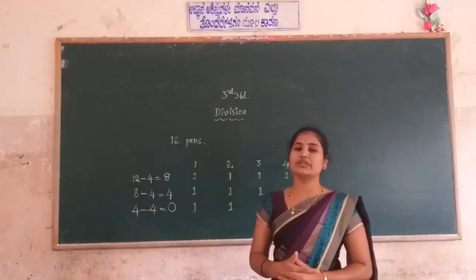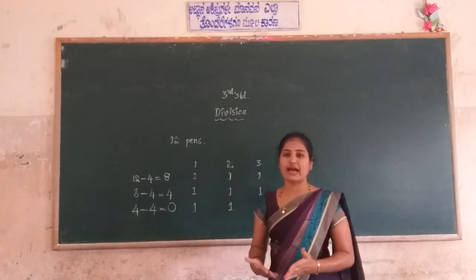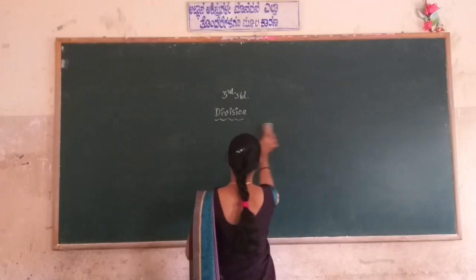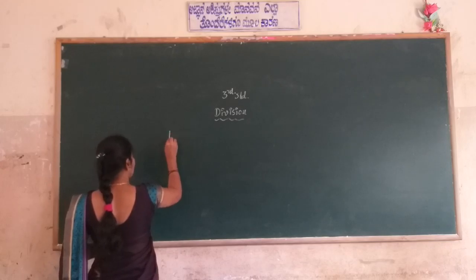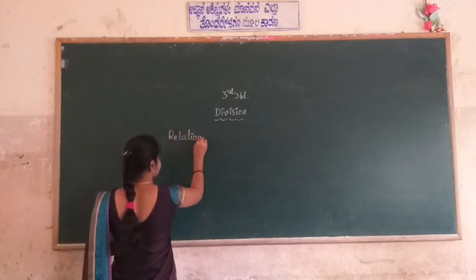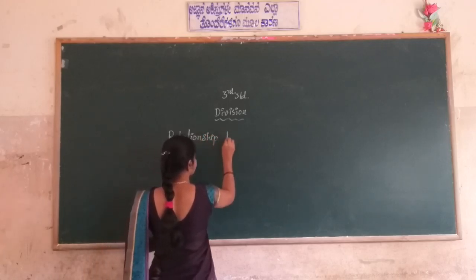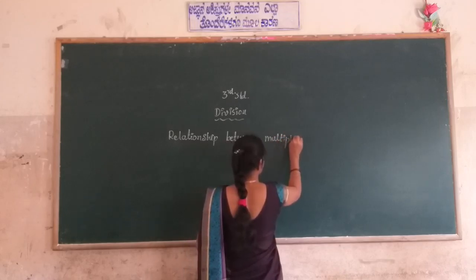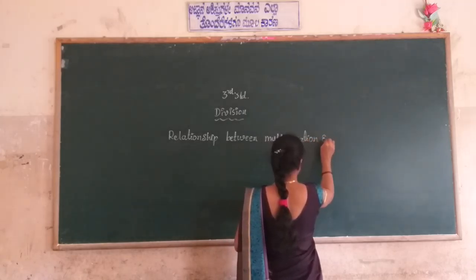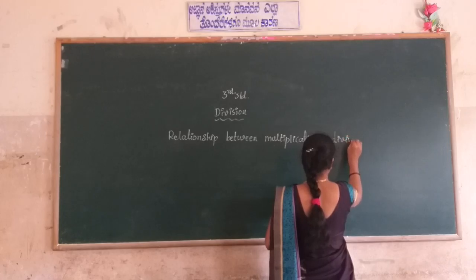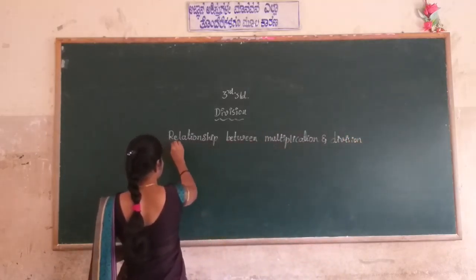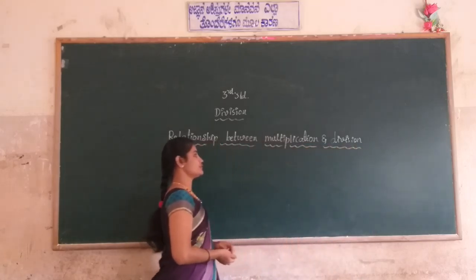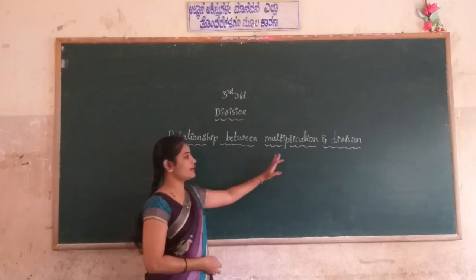All of you understand, students? Next, we go to the topic: the relationship between multiplication and division. Dear students, next concept, the relationship between multiplication and division.